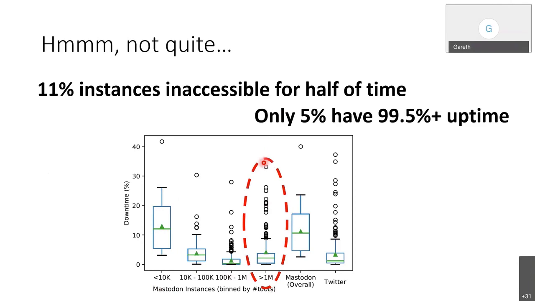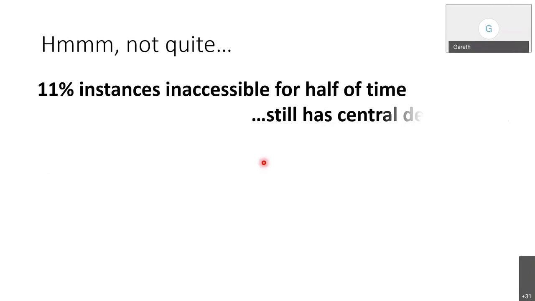So the next question to ask yourself is, why does this happen? Why are these instances going down so regularly? There's actually a diversity of reasons here, too many to mention. But a few of the interesting ones we saw was that in many cases, there are still some central dependencies in the system. Even though at the application layer we've built ourselves a decentralized model, down at the network layer, it's not the case at all.